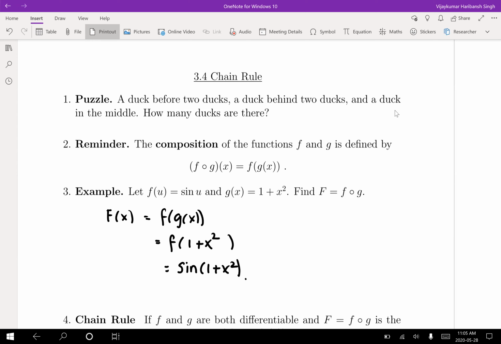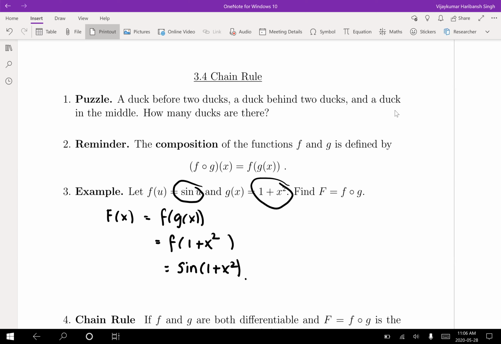And our goal is to be able to take the derivative of this function, which is sine of 1 plus x squared. So how do we go about it? Now, if we could relate this derivative of sine of 1 plus x squared with sine and with 1 plus x squared, we would be good to go because we know the derivative of both of them. So derivative of sine u with respect to u is cosine u, and derivative of g of x with respect to x is 2x. So is there a way to relate them?